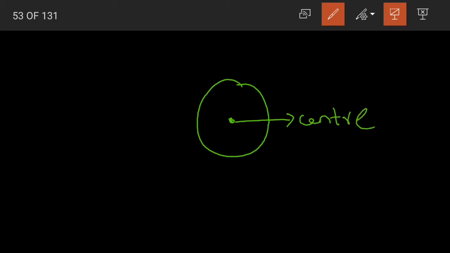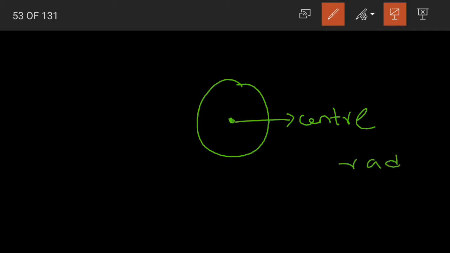For example, if we take this, what is center? We all know center is nothing but the middle, exact middle of something. Yes, so the middle of this circle will be the center of the circle, children.